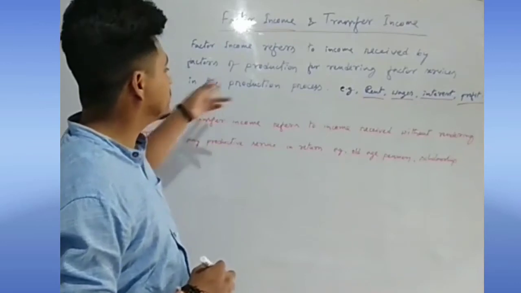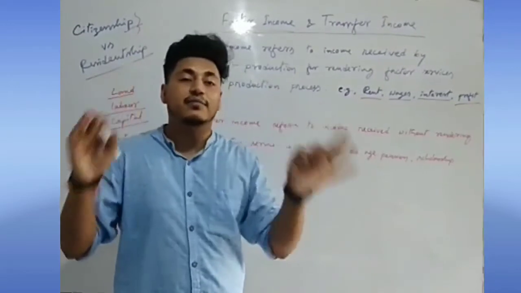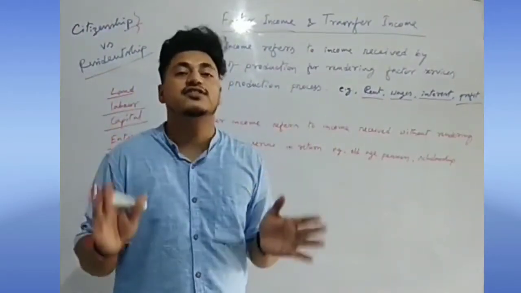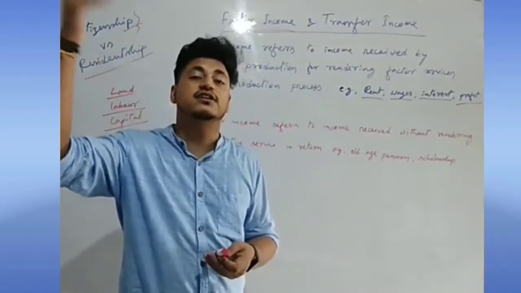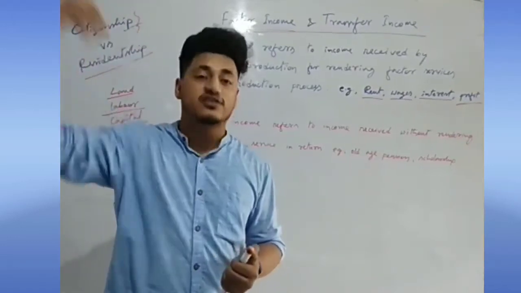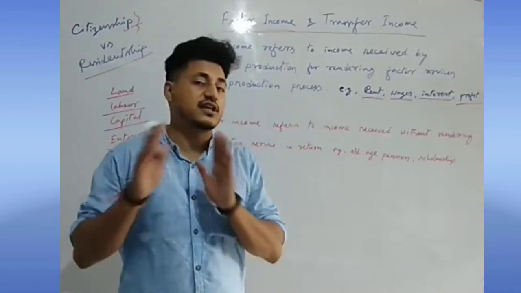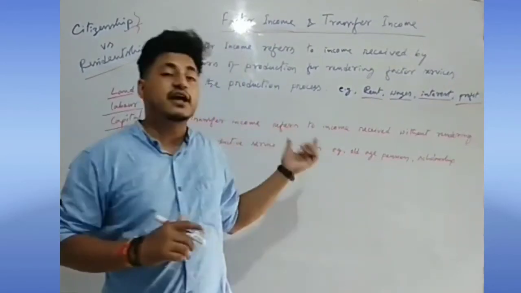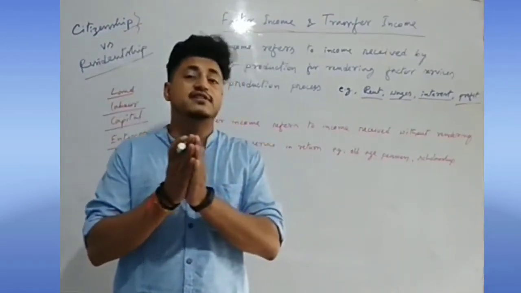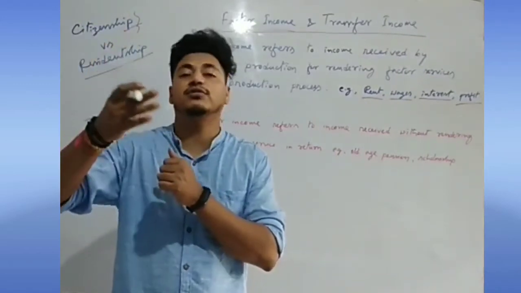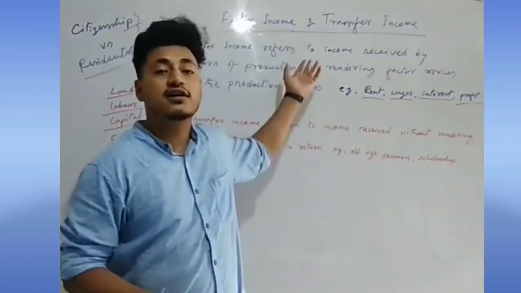What is transfer income? It refers to income received without rendering any factor services. बिना कुछ काम के जो पैसा हमें मिलता है उसको हम ट्रांसफर इनकम बोलते हैं. It may be a scholarship, it may be old age pensions, it may be grants from the central government, it may be gifts from other countries as well. किसी और कंट्री से भी अगर तुम्हें पैसा मिलता है then it is also known as transfer income, जिसके लिए तुम्हें कोई काम नहीं करना पड़ता है. Simply, जिस पैसे के लिए तुम्हें कोई एक्स्ट्रा काम नहीं करना पड़ रहा है उसको हम ट्रांसफर इनकम बोलते हैं. और जिसके लिए हमें कुछ देना पड़ता है in return, it is known as factor income.